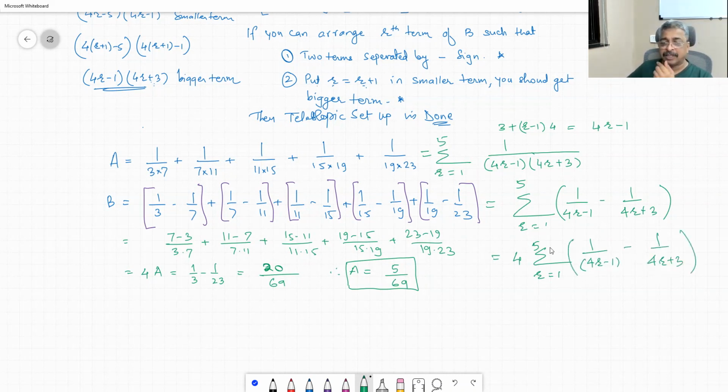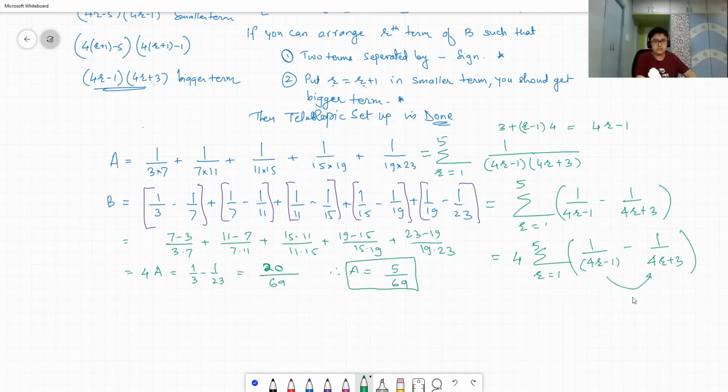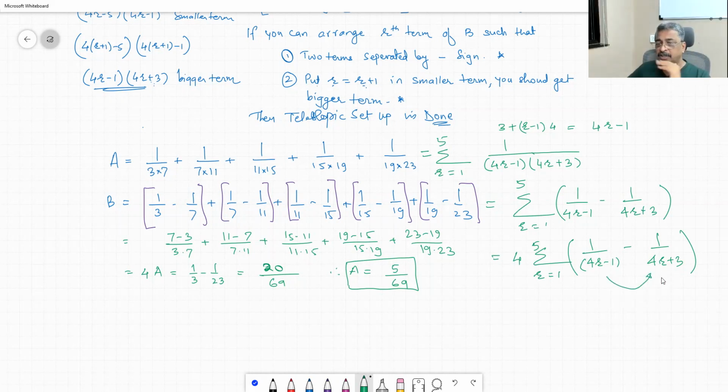Now let us check whether this is a telescopic setup or not. If we put R is equal to R plus 1 in the smaller term, are we getting the bigger term? Yes. Normally, if they are in arithmetic progression, we will get. This is the second term that we will get. Is it separated by minus sign? Yes. Therefore, telescopic setup is done. Now, if your telescopic setup is done, you can directly write the answer. Without writing all this, you can directly write the answer.